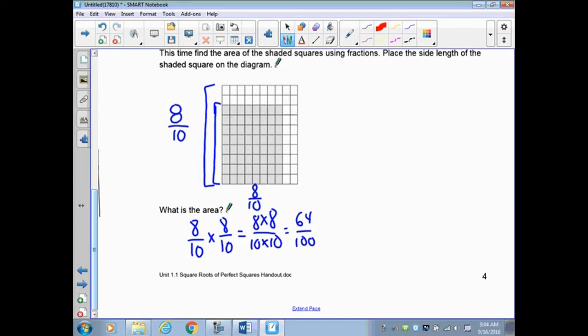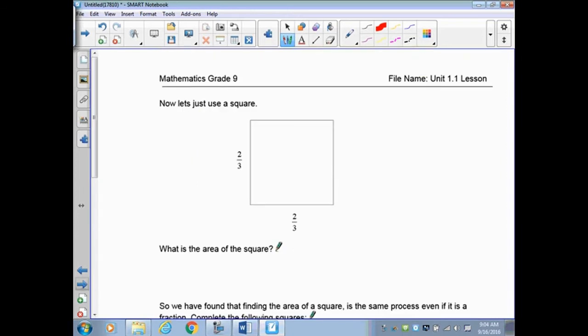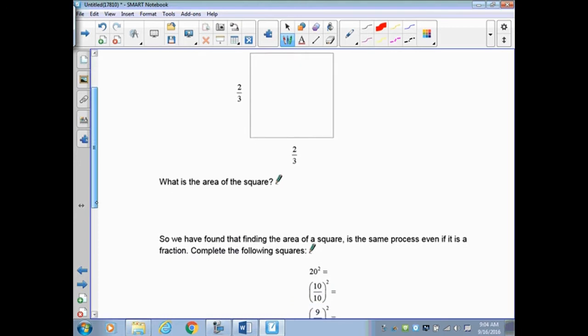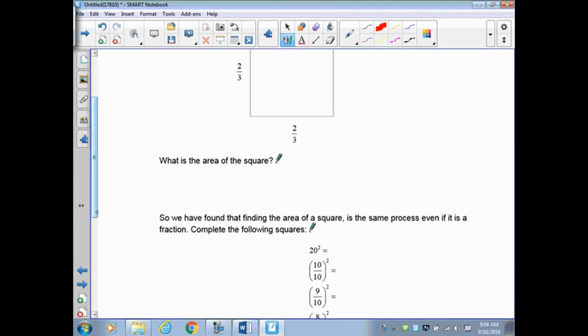So what if we didn't have the grids to count? We just had 2/3. So what's the area of this square? Well, we're going to follow the same process. We can't count it, but we do know the dimension is 2 out of 3. So to find the area, it's going to be length, which is 2/3, times the width, which is also 2/3. It's a simple rectangle. So 2 times 2 over 3 times 3 gives us 4 over 9. So there is my area.